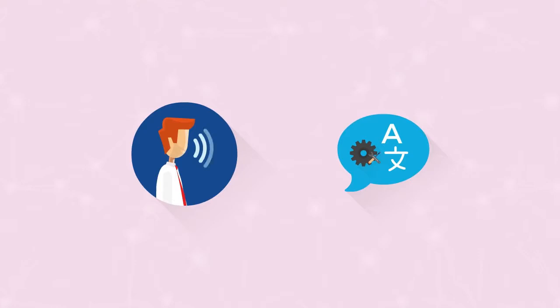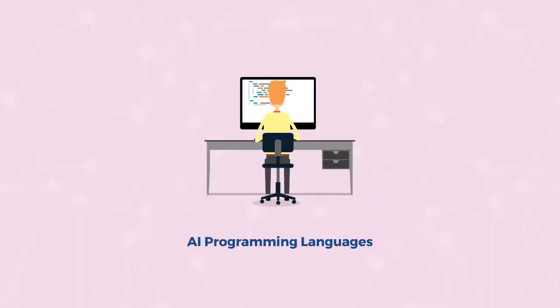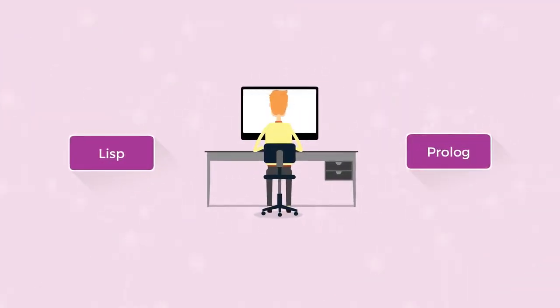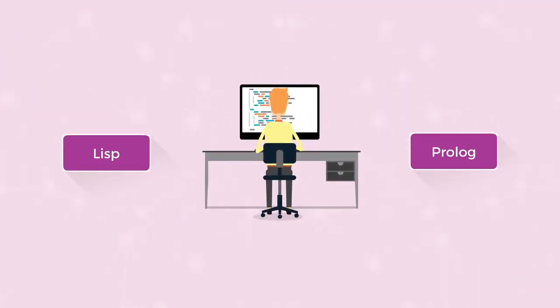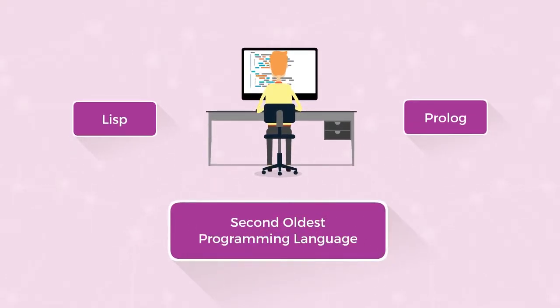Other AI techniques that need to be considered include the programming languages commonly used in the development of AI, primarily Lisp and Prolog, which were both created with AI development in mind. Lisp is actually the second oldest high-level programming language and was introduced in 1959. Prolog was introduced in the 1970s, and it's a declarative language based on rules and relationships.